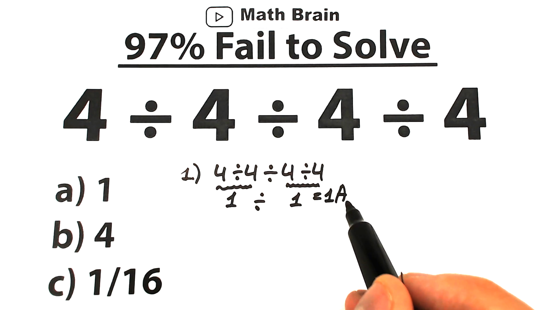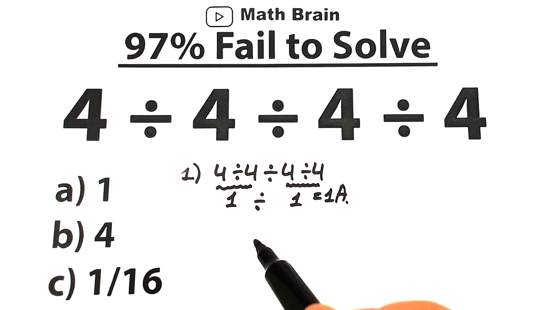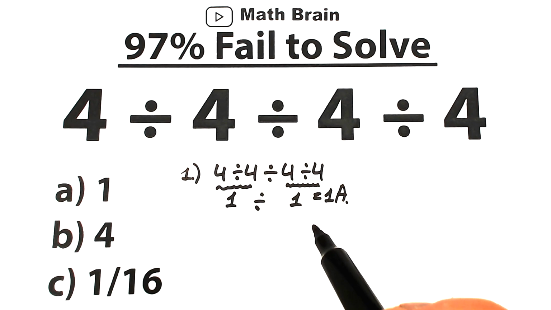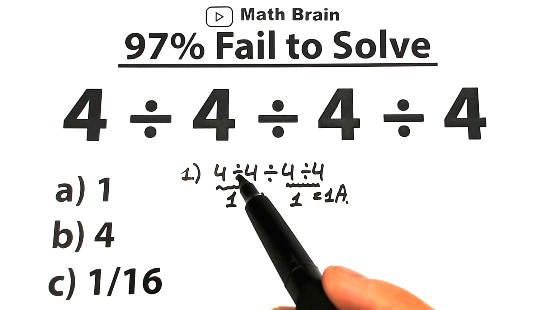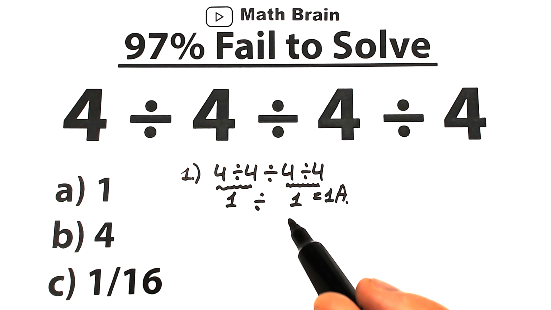This is option A. And a lot of students solve this question like that. They say, okay, 1 is obviously the correct answer. I solved it absolutely correct. Same expression, we divide this one by this one, so the correct answer is option A.